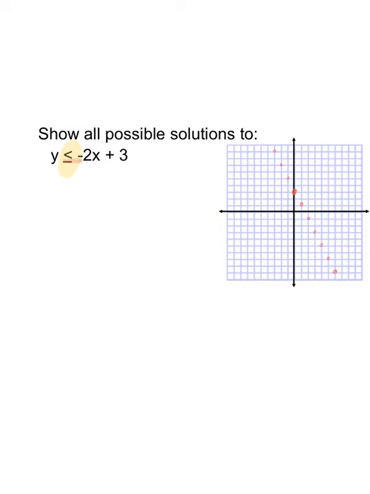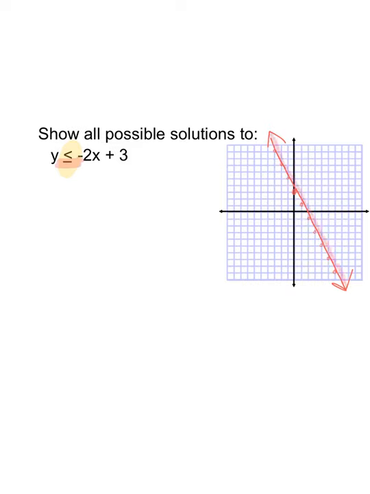Because the inequality has the equal to line under it, equal to means the answers can be exactly on the line. So when we mark the line on our graph, we're going to make it a solid line saying, yes, these answers on this exact line will work.